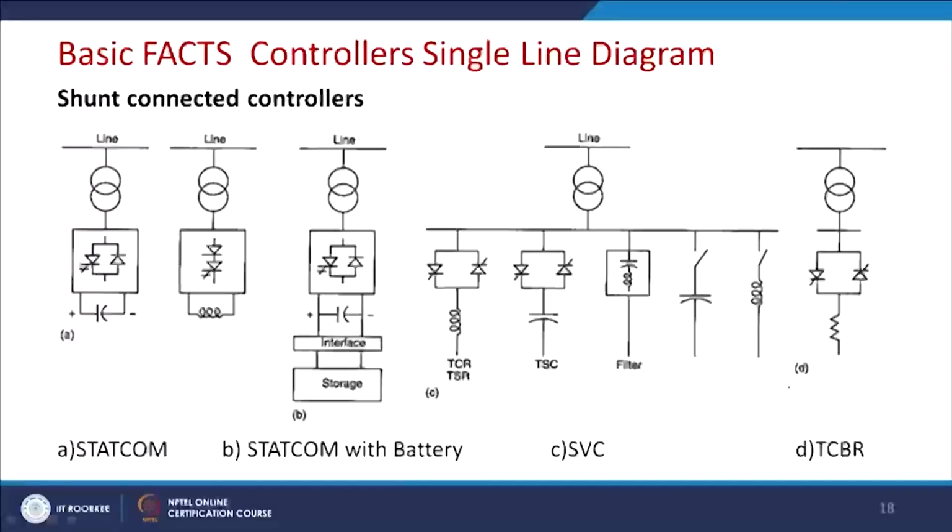And in a line, generally we will have different kinds of systems, that is the SVC, the TCSC, thereafter for mitigating the harmonics we will have filters, thereafter we may have inductors and capacitors to improve the power factor, and thereafter the TCBR, which essentially controls the power flow between these two lines.